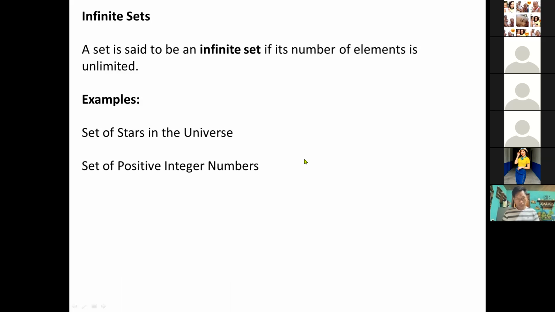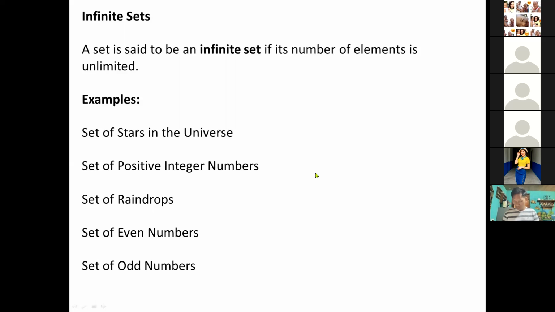Set of positive integer numbers. Walang katapusan ng mga positibong numero: 1, 2, 3, 4, 5 hanggang walang hanggan. Hindi natin matatapos yung count na yan. Set of raindrops. Patak ng ulan, wala pang nakabilang yan. Set of even numbers. Kahit na by 2 pa yan, wala pa ring katapusan yan. Set of odd numbers: 1, 3, 5, 7, 9, 11, 13, 15, 17, 19, etc. Malalaman mo na infinite kapag mayroong tatlong tuldok sa dulo.